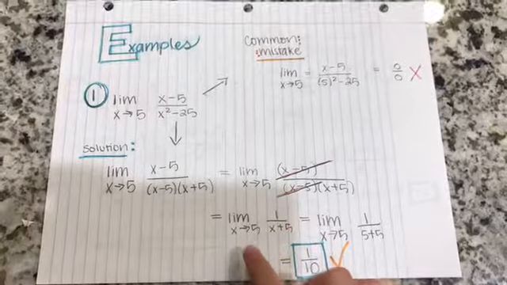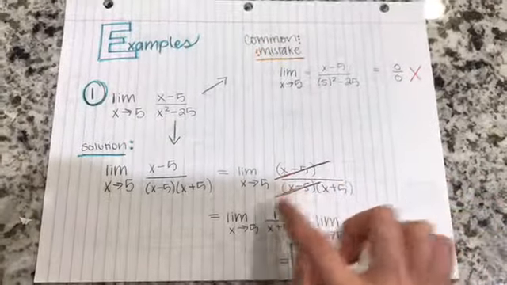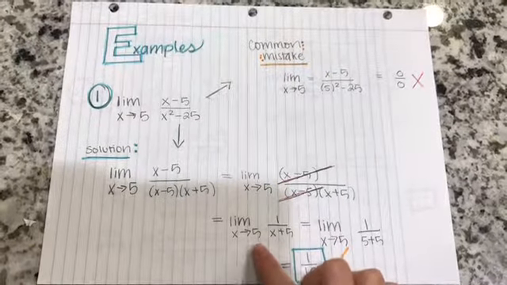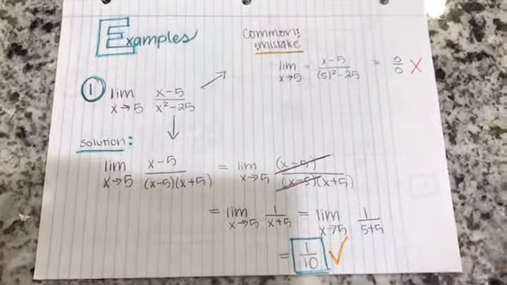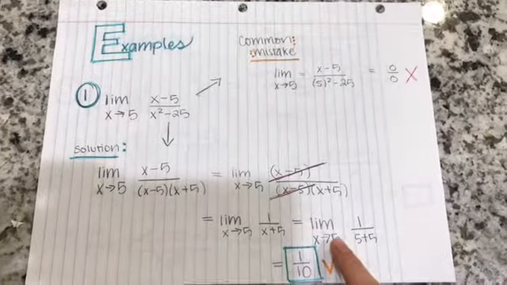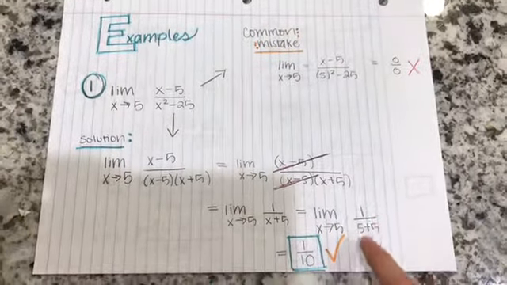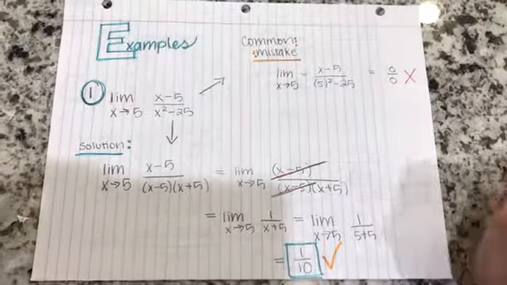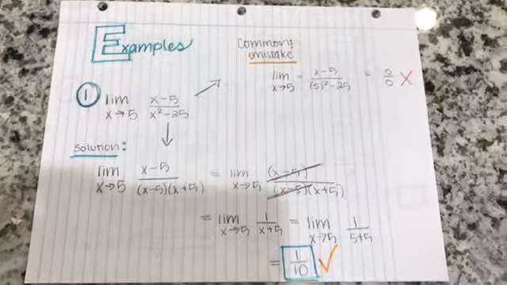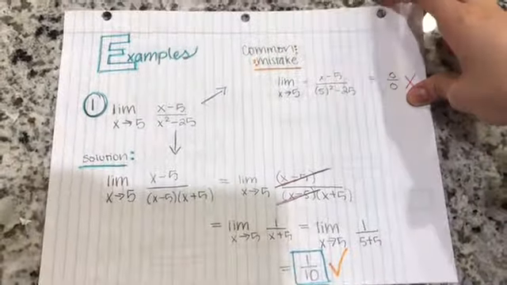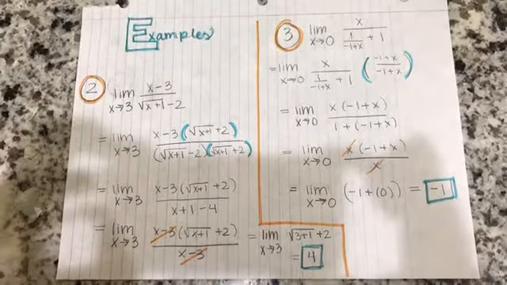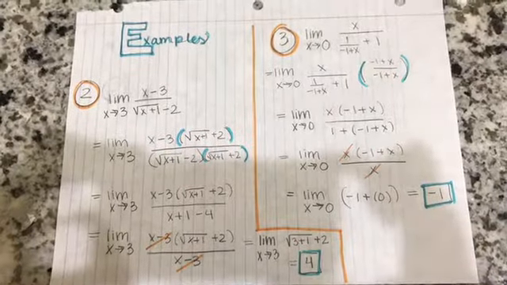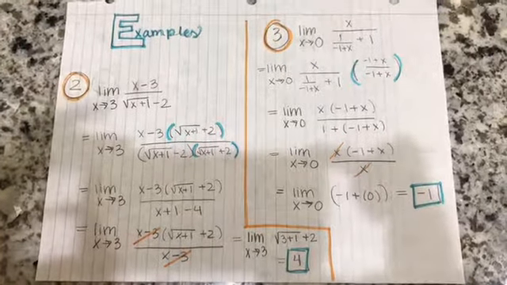So now that I have canceled out these common terms, I am left with 1 over x plus 5. So now I can plug in the number that my limit is approaching, which is 5. So the limit as x approaches 5 of 1 over 5 plus 5 equals 1 over 10. So we avoided that indeterminate statement, and it turns out that there's a value that this function is approaching at this given limit. Okay, let's look at examples 2 and 3. Example 2 is going to deal with multiplying a square root by its conjugate, or any root by its conjugate.